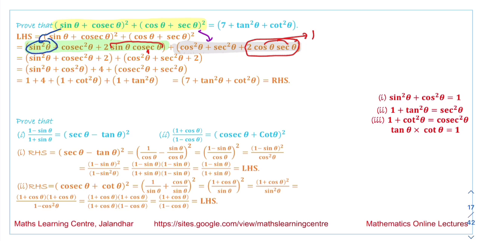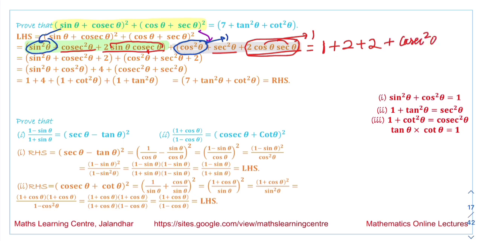This is sin square theta plus cos square theta. This value is 1. Next we are left with cosecant square theta plus secant square theta. So the final answer after solving these terms: sin square theta plus cos square theta is 1. Then we are left with 2 from this term, 2 from this term, and the last terms are cosecant square theta plus secant square theta. The answers we want are in terms of tan theta and cot theta.